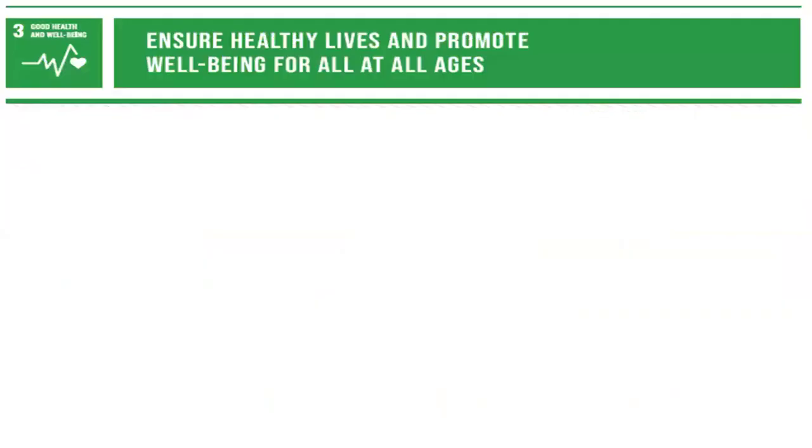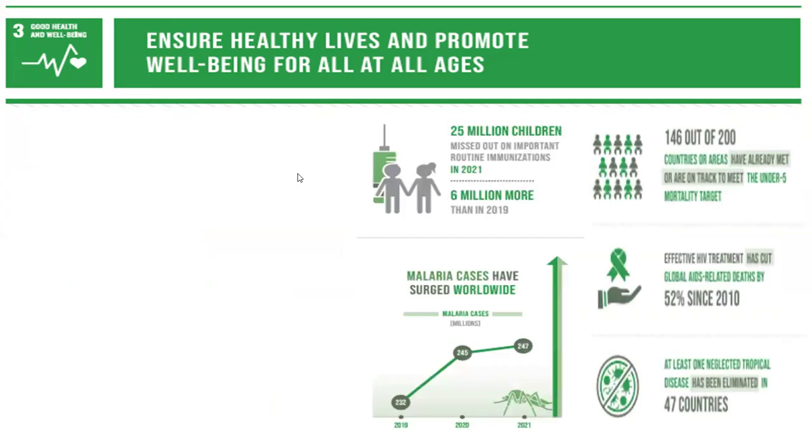The third one is good health and well-being, with a goal to ensure healthy lives and promote well-being for all at all ages. Health is foundational to individual and societal well-being. Achieving SDG 3 ensures that everyone, regardless of location or income, can live a productive, dignified life. Furthermore, strong health systems contribute to economic growth, stability, and resilience against future global challenges.